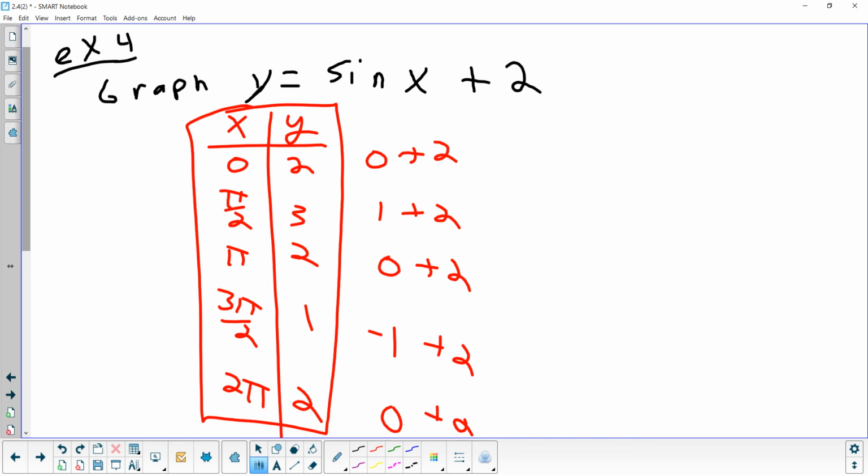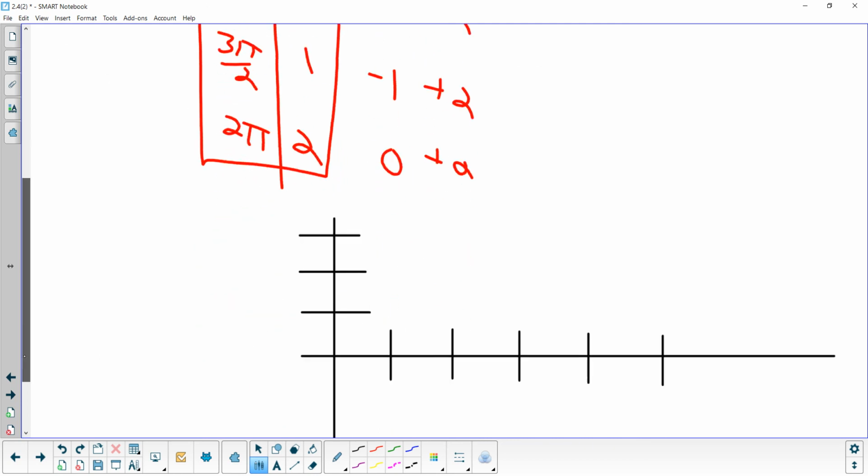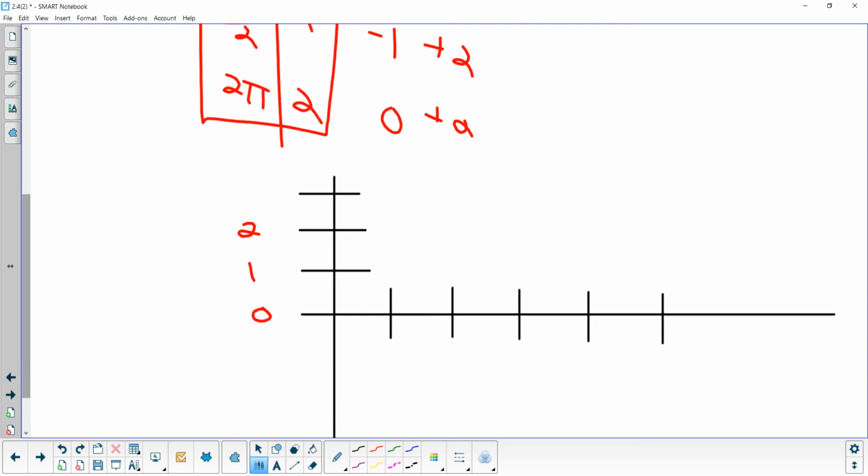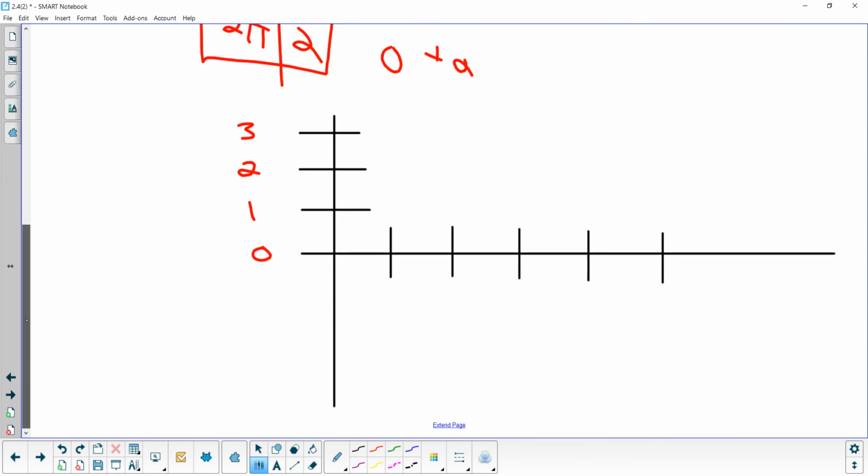All right, any questions on my table? Now, when I do my graph, I've got to go up to 3 on the y-axis and down to 1. I think that'll work. Perfect. And this time, you can put your labels right here. I know I'm not going to draw over them because I'm shifting the graph up. So my graph is going to be up in quadrant 1. It's not going to go down into quadrant 4.